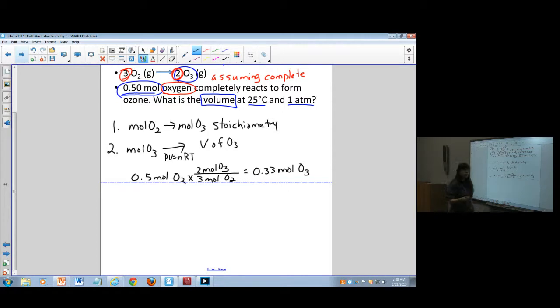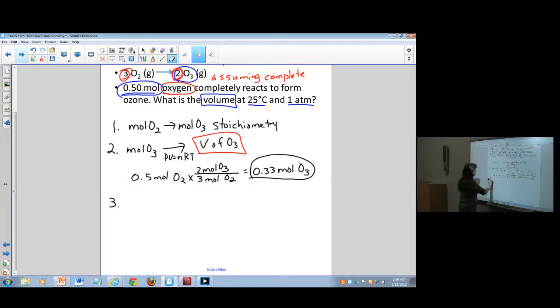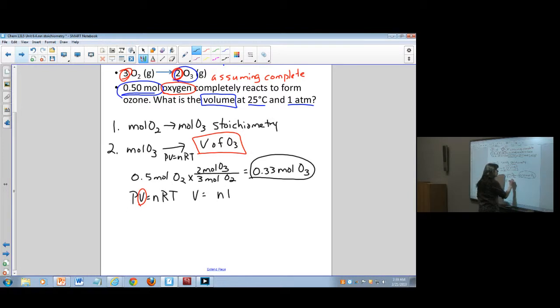Now I'm ready to put this together. My real question is, what's the volume? All right, so I can take that n value and insert it into PV equals nRT. I'll rearrange that because what I want is the volume, and I know everything else. So the volume is equal to nRT divided by the pressure.